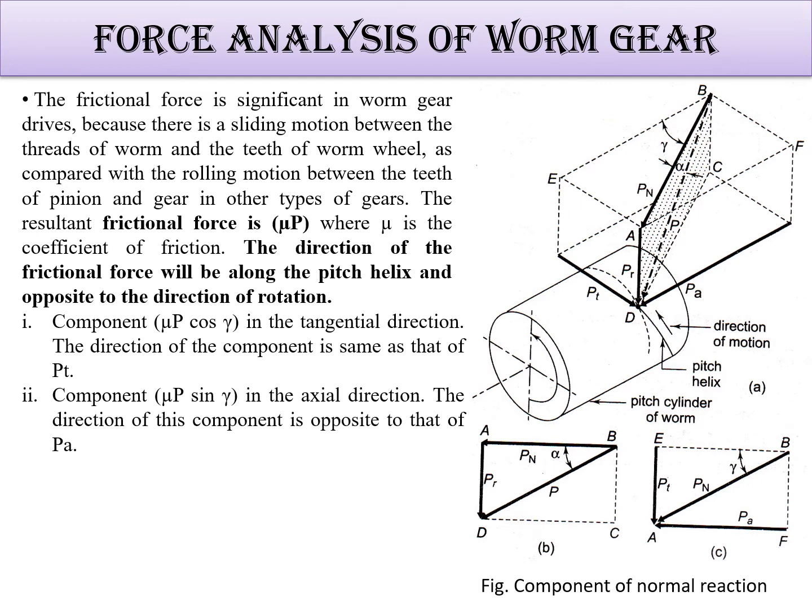So the component mu P cos of gamma is in the tangential direction, the same direction as that of Pt, and mu P sin of gamma is in the axial direction, opposite to that of Pa. So it is given here. In this rectangle you can find it very easily.